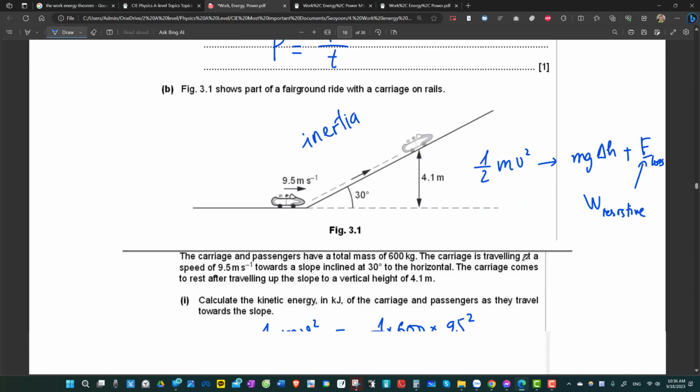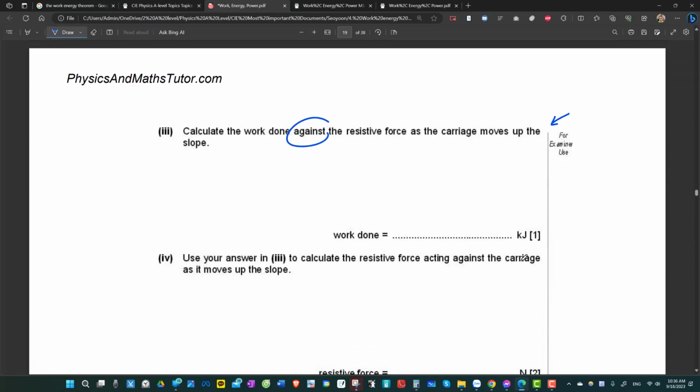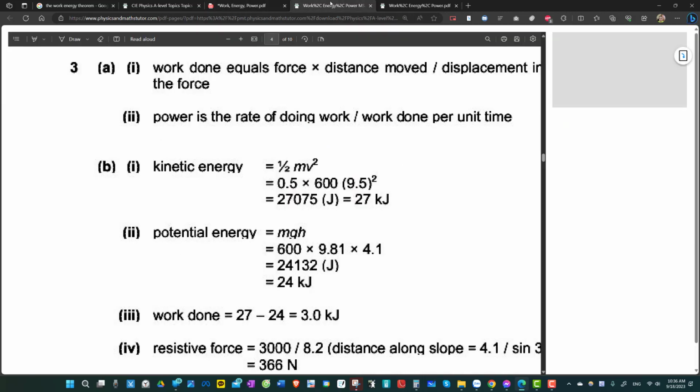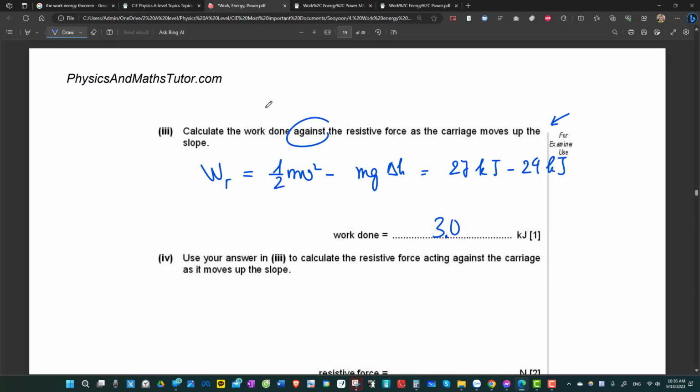So basically that difference, the work done by the resistive force, is the difference between kinetic energy and the increase of the potential energy mg delta h, which is 27 kilojoule minus 24 kilojoule. Okay, and that is 3 kilojoule, 3.0. Check that. Yeah, that's it.